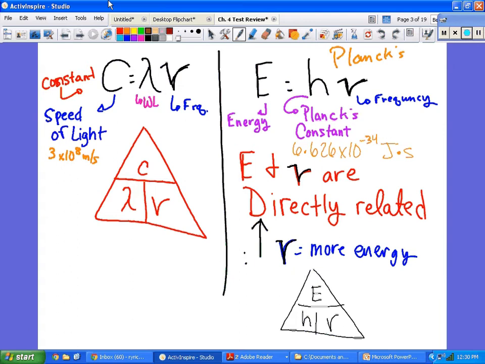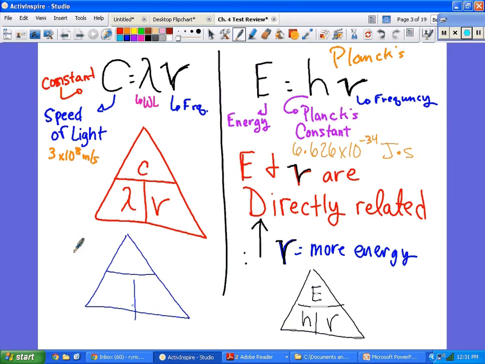C equals lambda nu. We know lambda is wavelength, and nu is frequency. C is what? Don't say constant. It's the speed of light, 3 times 10 to the 8th. So this is important that we know this. Now, there is one thing I actually want to add.